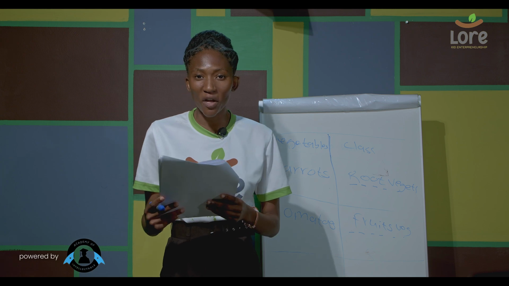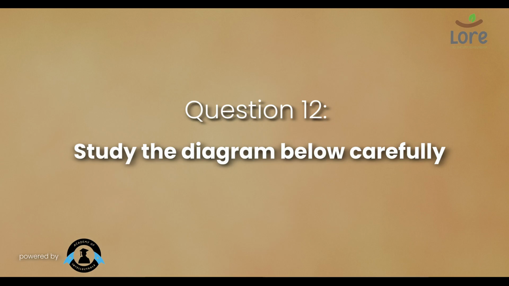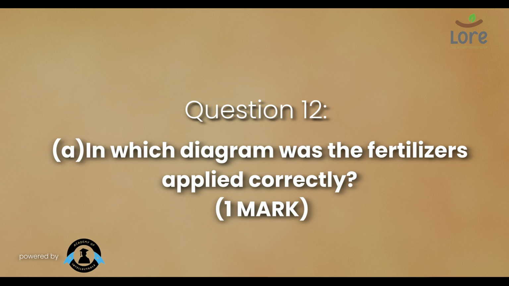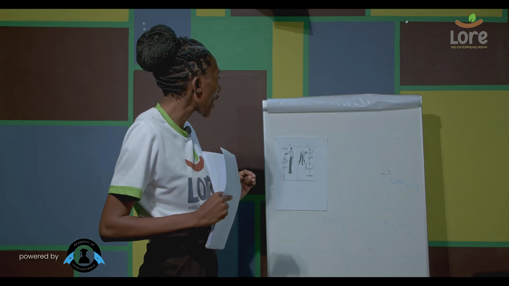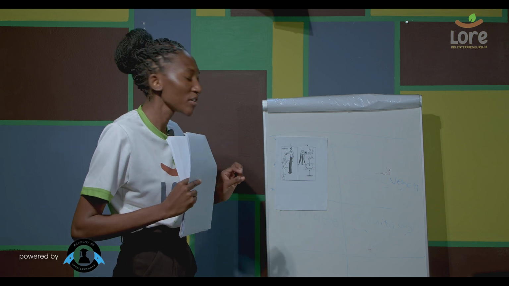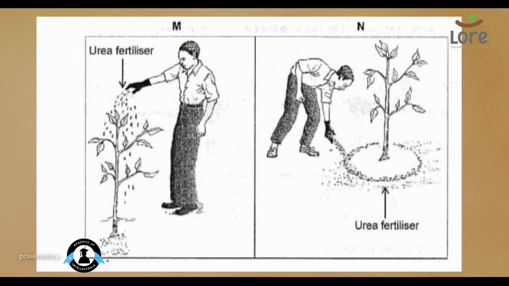Okay, let's move on to question 12. Question 12 says, study the diagram below carefully. And then the question is saying, in which diagram was the fertilizer applied correctly? Before we attempt to answer our question, we have to analyze what is happening in our diagram. In our diagram, we can see two farmers, farmer M and farmer N.